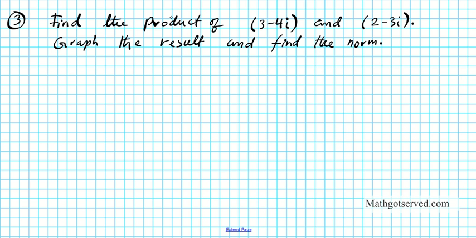All right, let's find the product. What is product? Product means you multiply. So we're going to be multiplying these two numbers. We're going to be multiplying 3 minus 4i by 2 minus 3i.